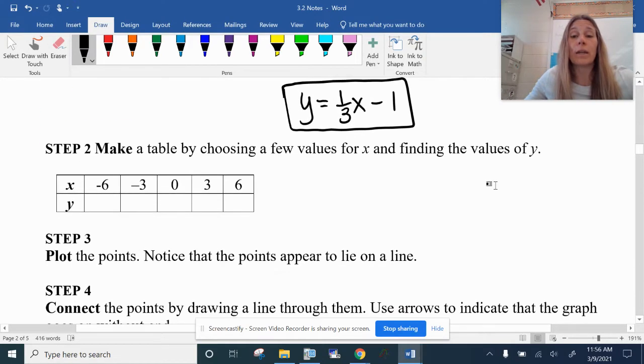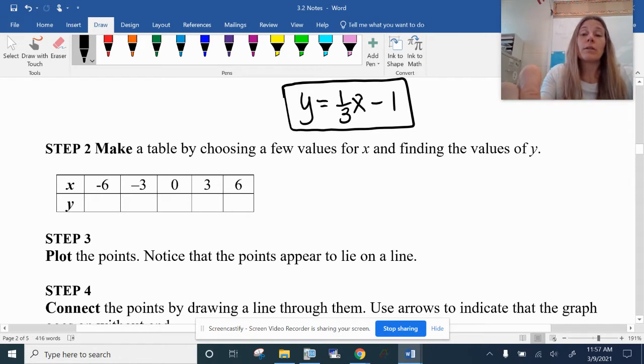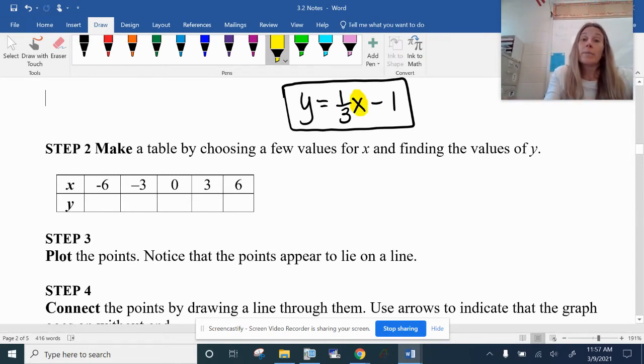Now, the reason we do that is because then when we want to fill a table of values in, it's much easier to substitute in for x when the y is by itself, because it's much easier to solve for the y if everything else is on the other side of the equal sign. So here is the domain that we're going to use.